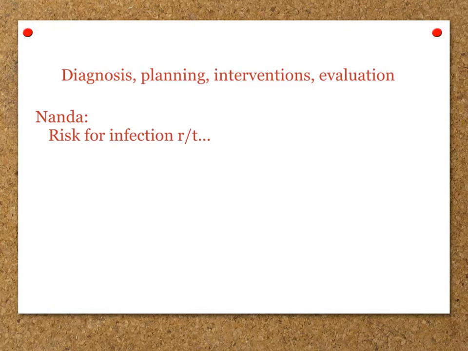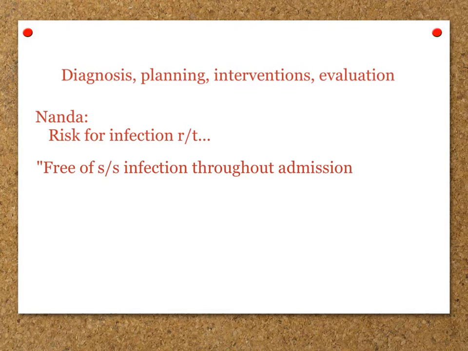Now, of course, when we're planning and we're identifying our outcomes, usually we're going to put something like client will remain free of signs and symptoms of infection throughout admission. And that is a specific, measurable, realistic, time-oriented goal that we can use. And obviously, everybody should know what the signs and symptoms of infection are, and we kind of already talked about them, so I'm not going to labor that to death.